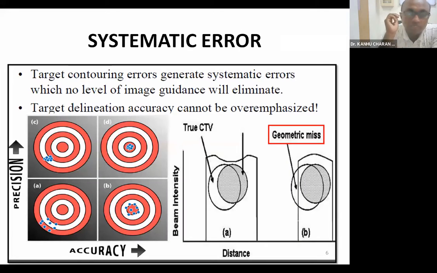So if you see any change or any error in the contour, it will give a total systematic error. So target delineation is very important, and you have to delineate the target properly so that it will have a good result.